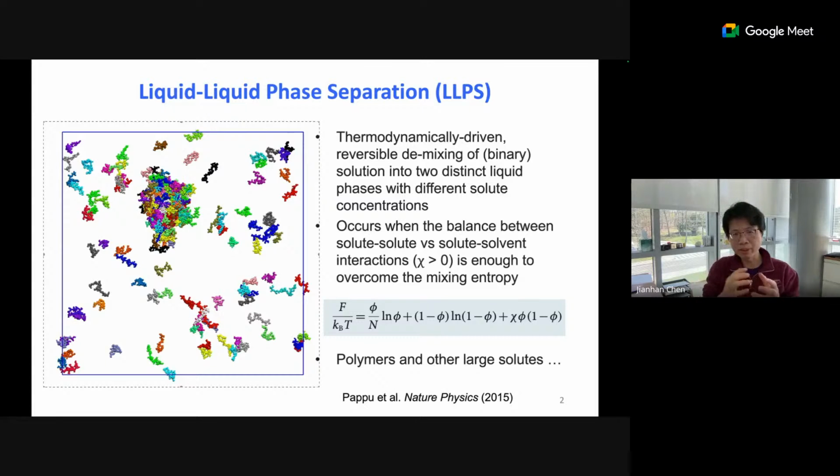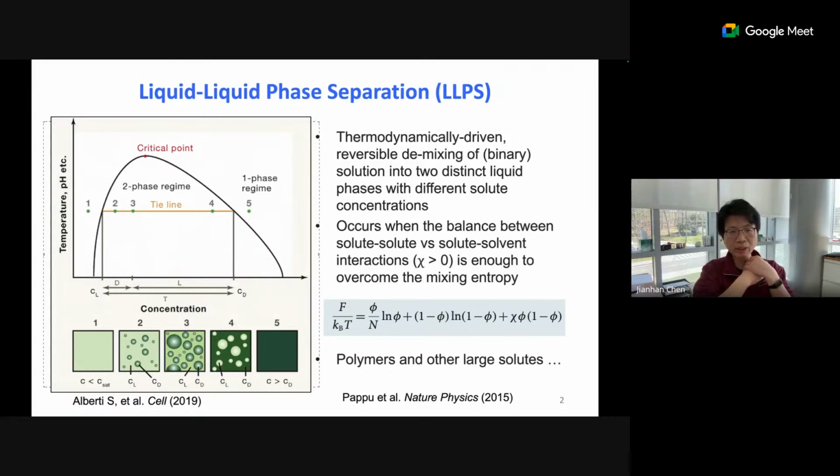This type of phenomenon is really well known, and this little equation shown here is called the Flory-Huggins theory for describing this kind of phenomenon. It is most frequently observed with polymers and other solutes. So this is really a fundamental phenomenon in physics.